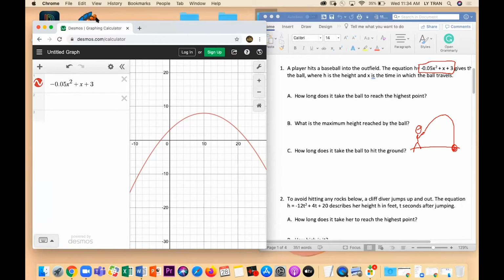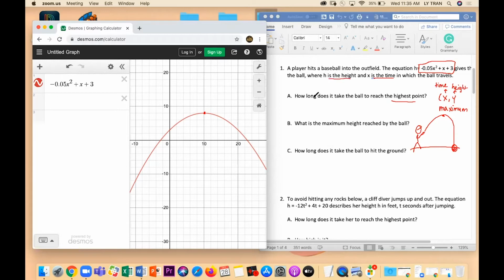So let's talk about those points. The question asks, how long did it take the ball to hit the highest point, right? The highest point in here is obviously our maximum. All right, so this is going to be our maximum, as you can see right here. The maximum is the vertex, x and y. We know x stands for time and y stands for the height.